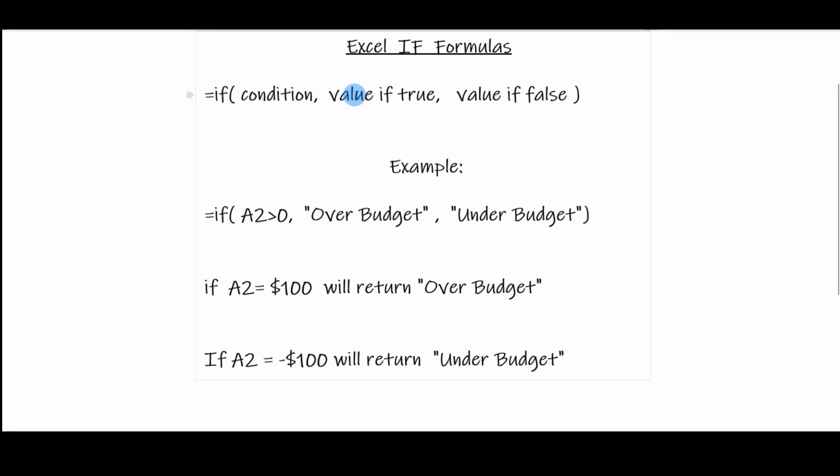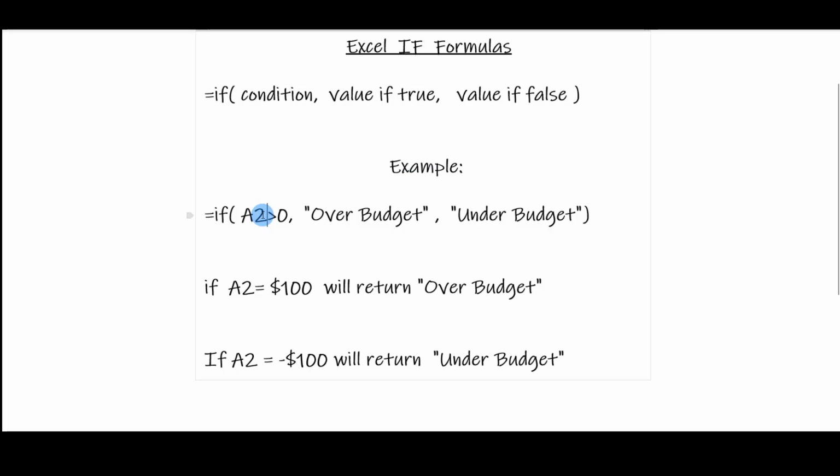Our second parameter is value if true. So if that condition is met, what value shall we return? If that condition is not met, meaning it would be false, what value to return if the value is false? So let's go ahead and take a look at an example.